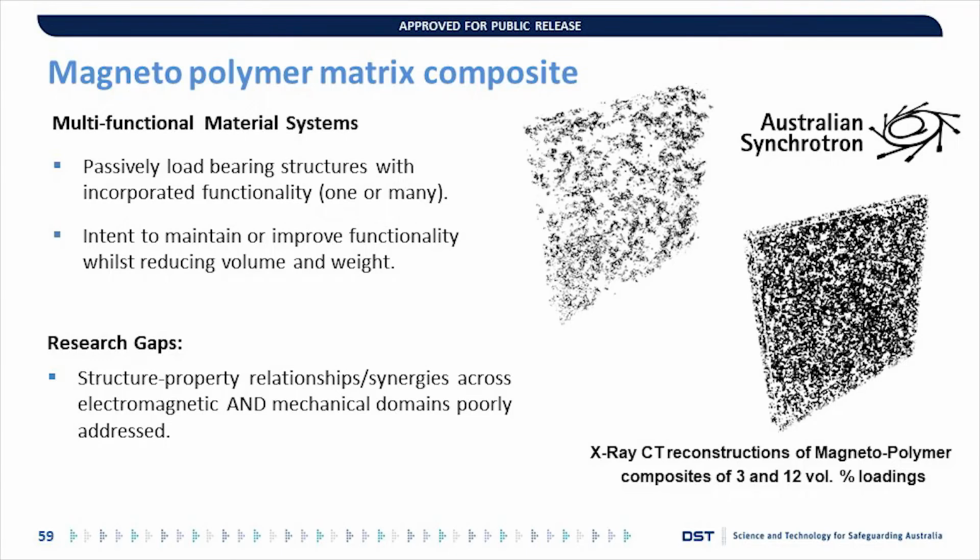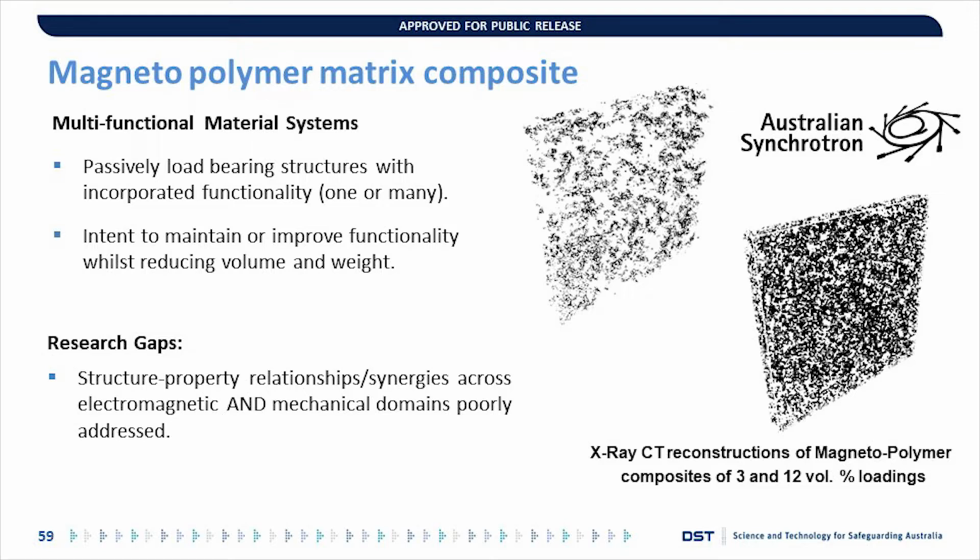Our solution is a structurally integrated system that incorporates a magnetopolymer matrix composite. What is a magnetopolymer matrix composite? It's a passively load-bearing surface or structure that incorporates one or many functions. The intent of this is to improve the functionality whilst reducing the volume and weight of the structure.